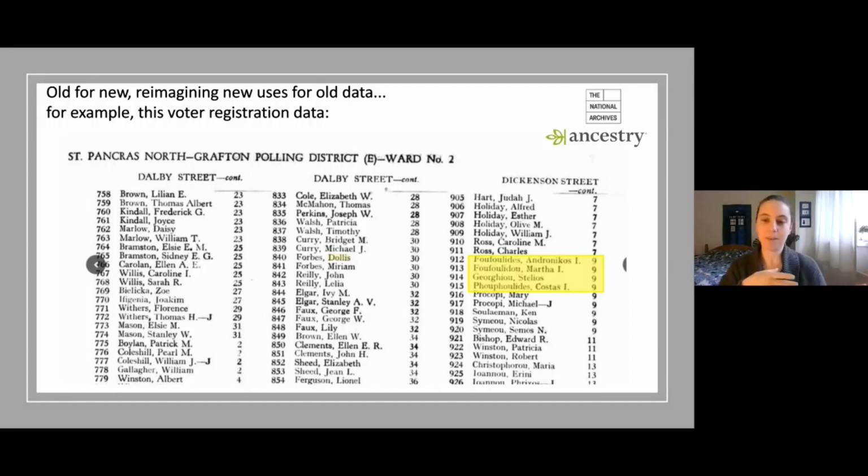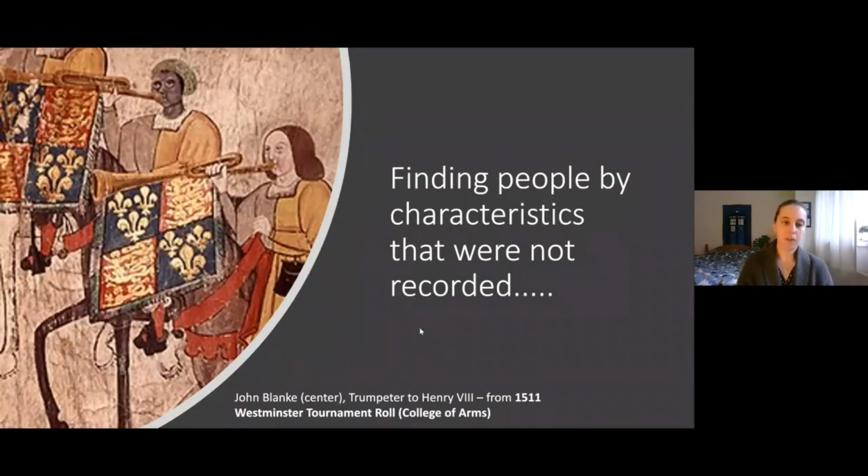So this information, collected for voting, is now, 70 years later, being used for a completely different purpose. And that's kind of what we were going to do with the work that I'm going to present. The other part of this work was looking at women in science and trying to find women in these records. But it's really difficult to find people in the past by characteristics that were not necessarily recorded.